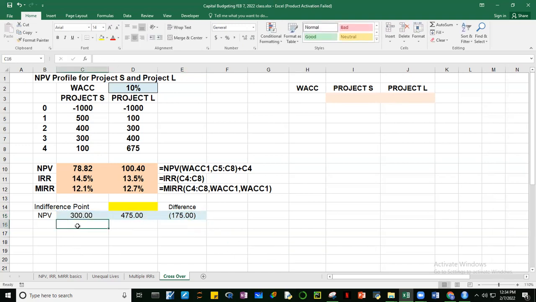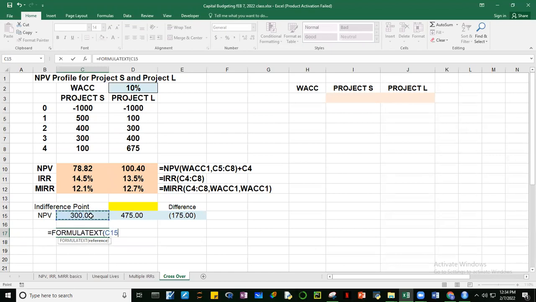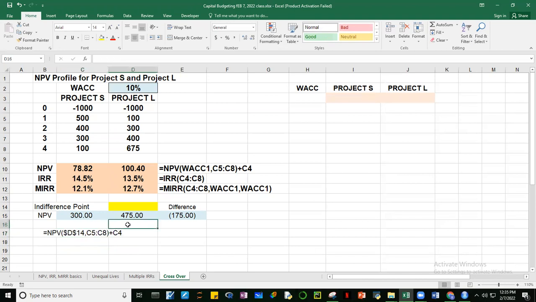Okay, so lagay ko lang yung formula dito. Formula text. Okay, so ito yung formula niya, no? Tapos ito naman. Just for your reference. Okay. So ito yung formula nito, guys. Tsaka ito naman, yung NPV.